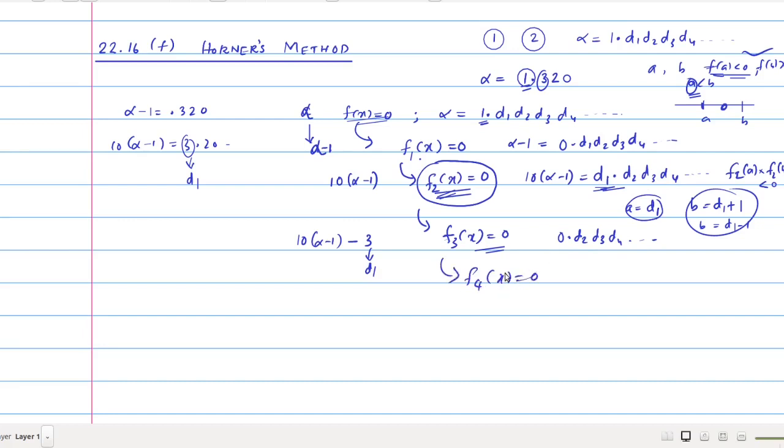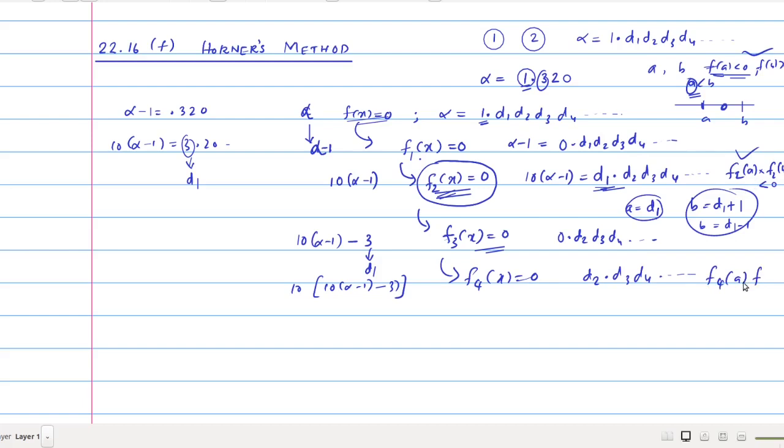പുതിയ ഇക്വേഷൻ കണ്ടെത്തണം such that whose root is 10 times this. That means 10 times alpha minus 1 minus 3. Okay, so that takes the form d2 point d3 d4 etc. Now you apply the same procedure as this with f4 of x.